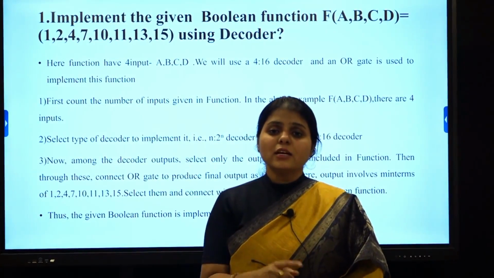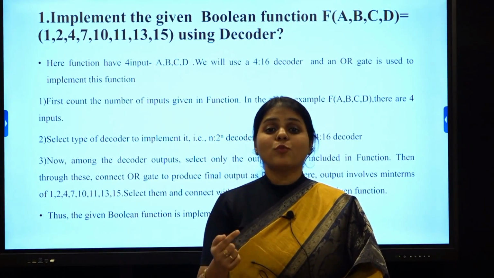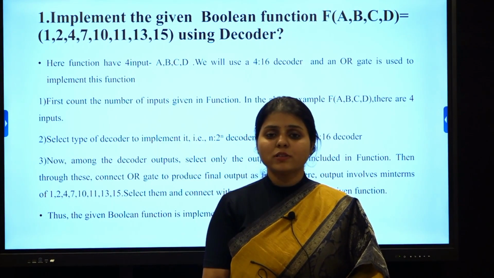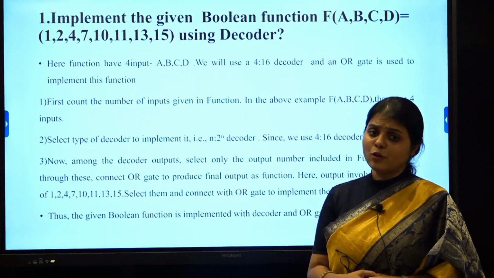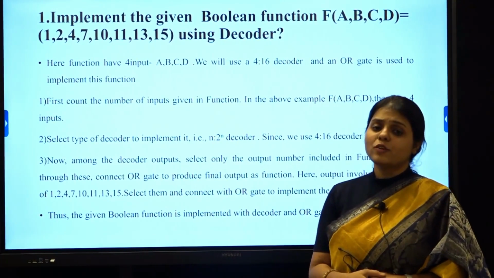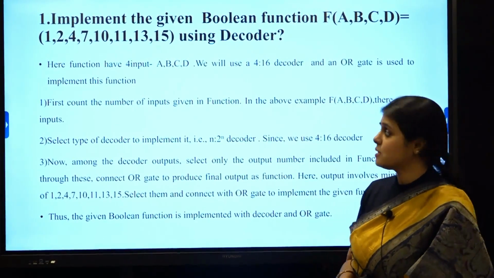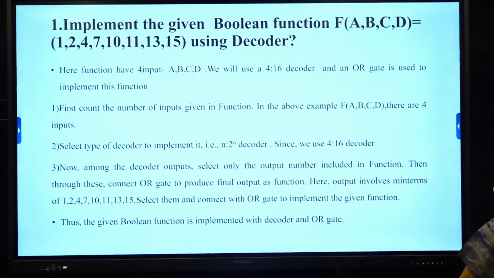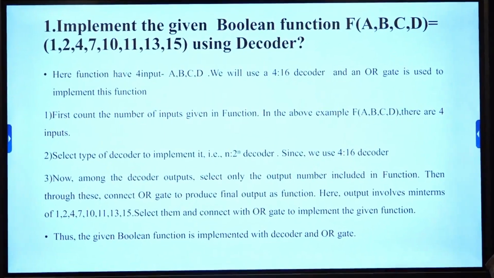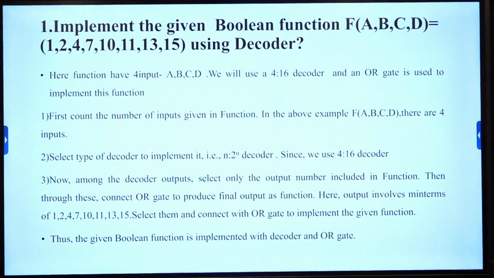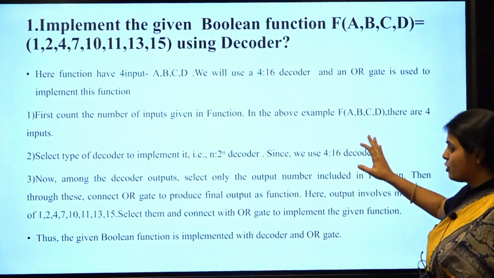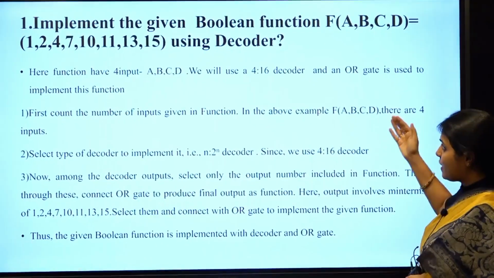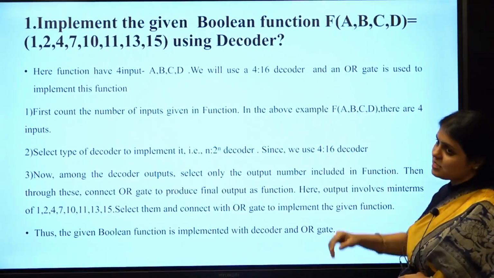As discussed, for n inputs we will have 2 power n outputs for a decoder circuit. As we have 4 inputs ABCD, we will have 16 outputs, that is 2 to the power of 4. So we will be using a 4:16 decoder. First we count the number of inputs in the function, which is 4, for which we need an n to 2 power n decoder, that is a 4:16 decoder, and at the end we require an OR gate because that is a summation.